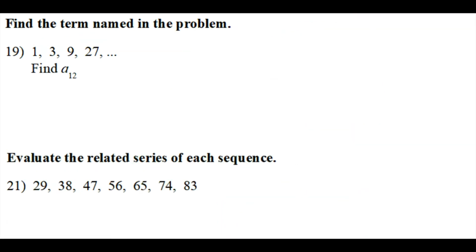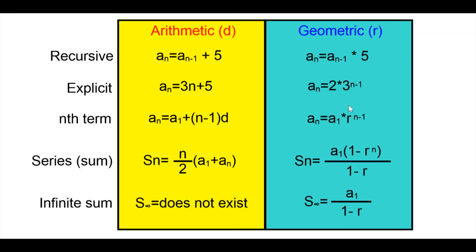Find the term named in the problem. So A12, we want to know, I guess we need to know if it's arithmetic or geometric first. So look at the pattern. Looks like it's times 3. That tells me this is geometric. So that tells me which formula to look at, right? Geometric, I want to find the nth term. It's going to be this formula, a1 times r to the n minus 1.